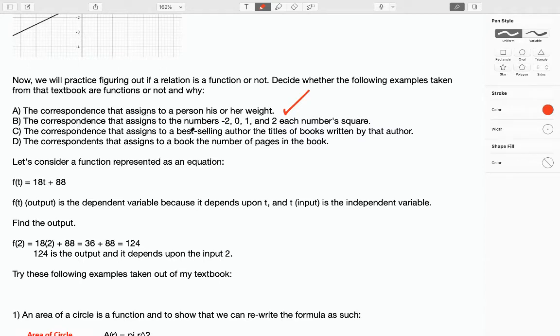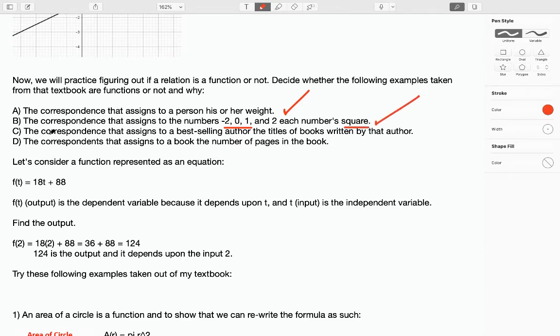B, the correspondence that assigns to the numbers -2, 0, 1, and 2, each number's square. Do each of these numbers have multiple squares? Let's check it out. -2 squared equals 4. 0 squared equals 0. Are there different ways to square them? Not for those. Let's keep going. Okay, you get the point. So basically, for these numbers as input, there's only one square for each, one output.